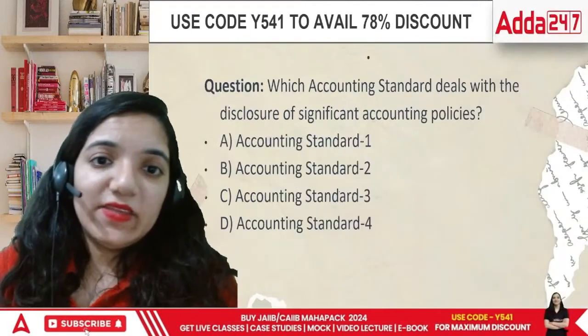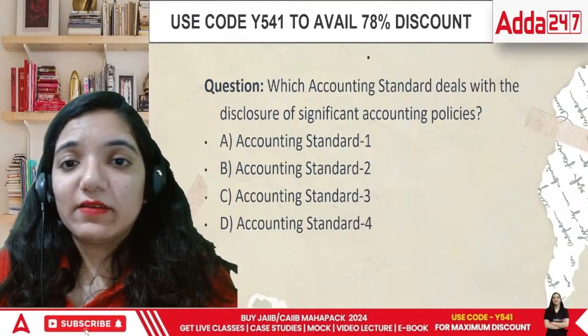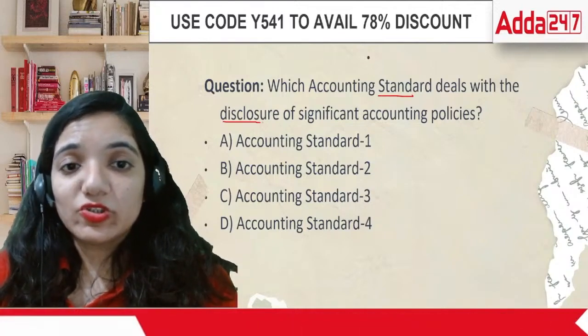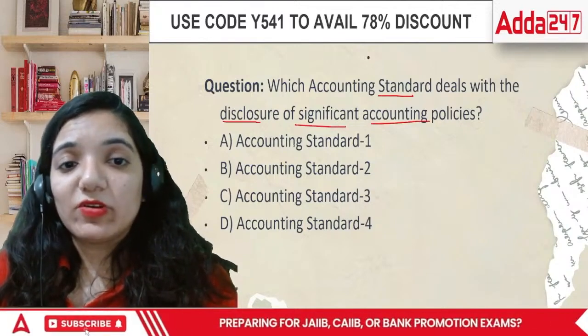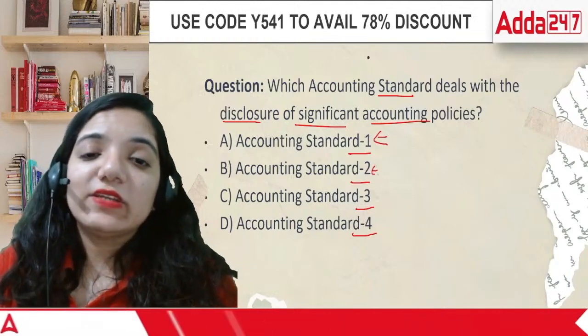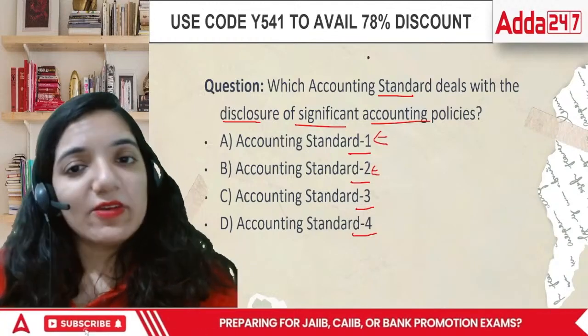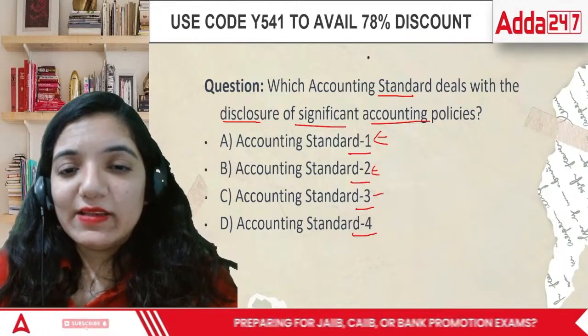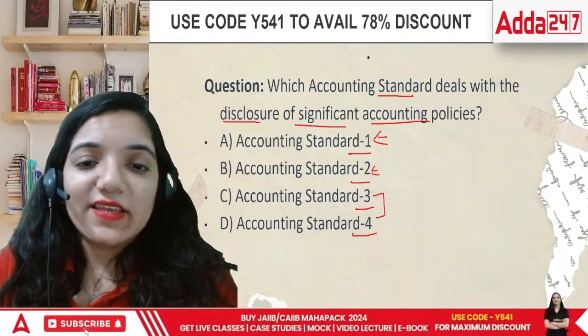Okay? Then comes which accounting standard deals with the disclosure of significant accounting policies? AS1, AS2, AS3, AS4. When we talk about accounting standard deals with disclosure, it is AS1. AS2 is for inventory valuation. We just talked about it. Then next, the AS3 and AS4.